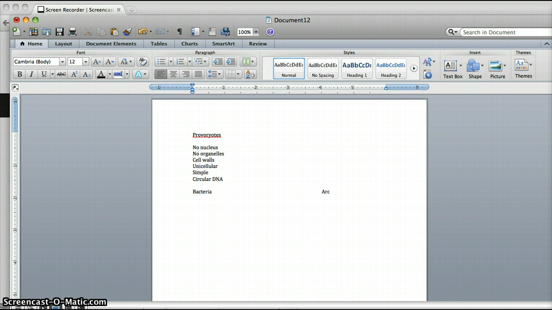and archaea. Now, as you can see, plants and animals are not in the prokaryote cells. And in plants and animals, they have a nucleus and organelles. So you can see the differences.